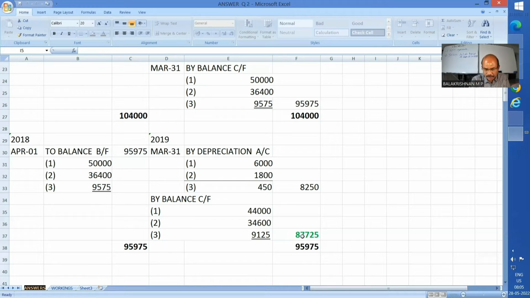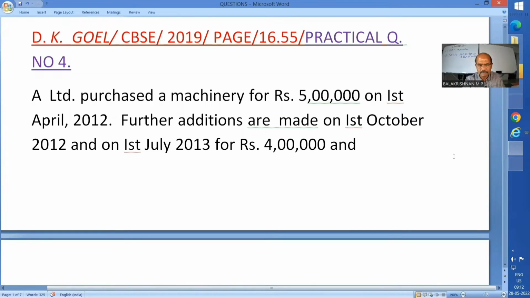And it has to be equivalent to this one. Fine, that's all. And this 87,725 is the answer given by our respected author. So, well, students, next question, practical question number 4.